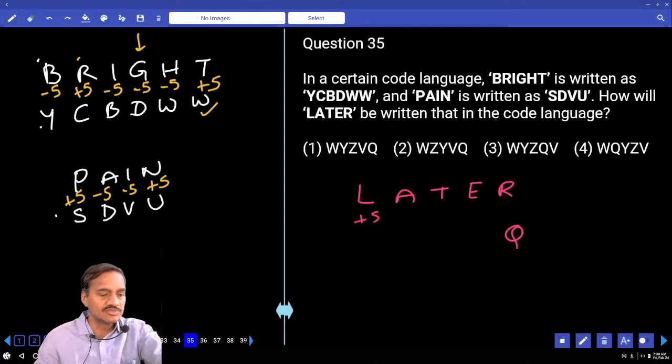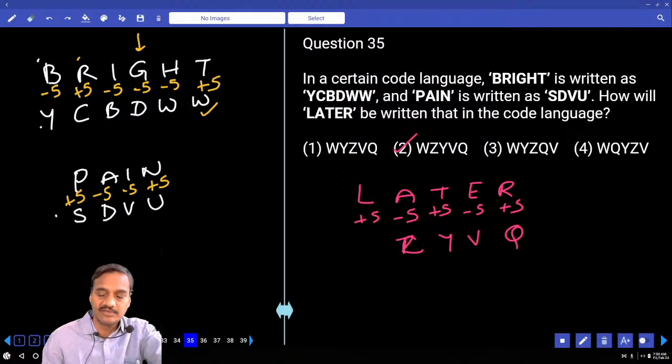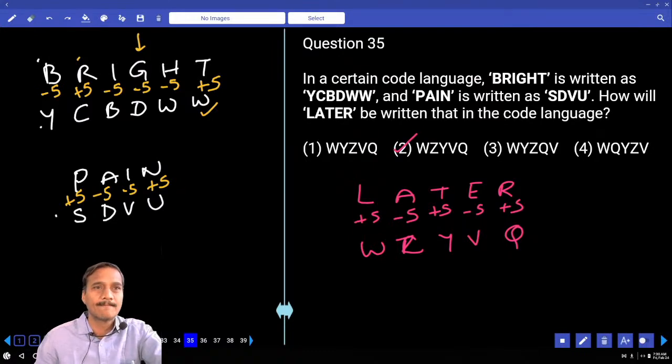Then after this +5, what is your next answer? A minus 5, what do we get? V. A minus 5 is V. And next one T. T plus 5, what is the letter we have? Y. T plus 5 is Y. So choice 2 is the answer. And next one, E minus 5 and R plus 5. E minus 5 is what? Z. And similarly, R plus 5, 18 plus 5, 23. W. Z, Y, V, Q. Done with this?